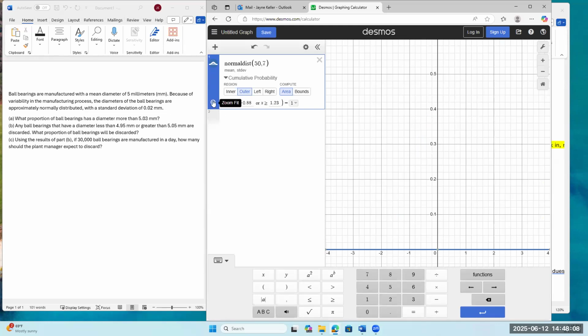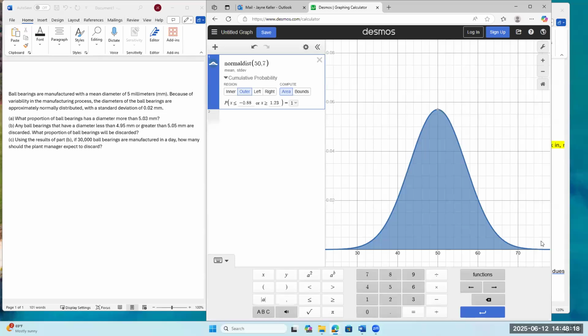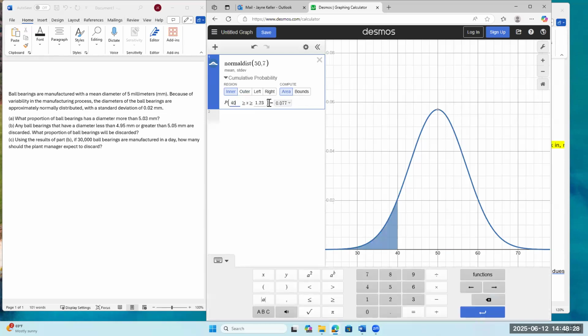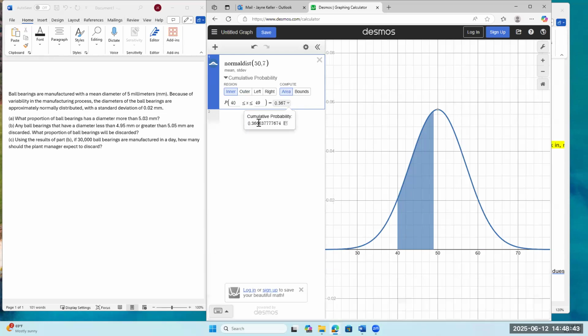The other nice feature, remember, is if I want to see a better picture of my graph, because I don't have a very good viewing window, I can just hit this plus, and it'll zoom in, and now I can see a nice picture of that. And let's say I wanted to know what the area was between the values of 40 and 49. Then I just do inner, and it gives me the values from 40 to 49. And I would expect this to be, 50 is right in the middle, so less than 50 would be half. So I would expect this to be less than half the area.